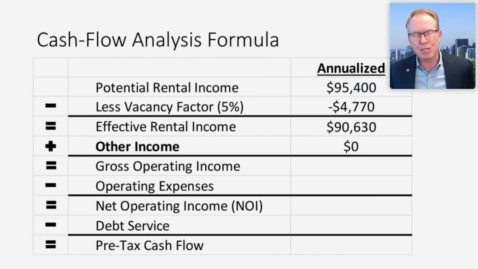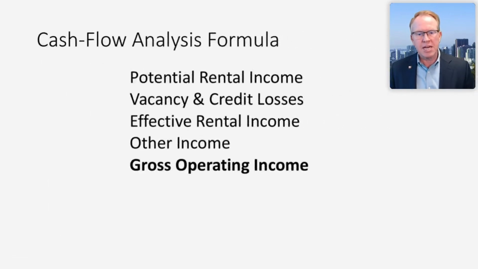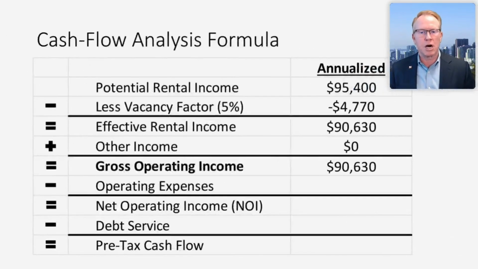And just to keep it simple, I decided to use no other income. We're just going to go with the rental income on this property. So we have 0 income for other income here. And then that's going to give us our gross operating income. So we've looked at vacancy and credit losses. We've looked at other income. And now we have our gross operating income. And this brings us to our operating expenses.